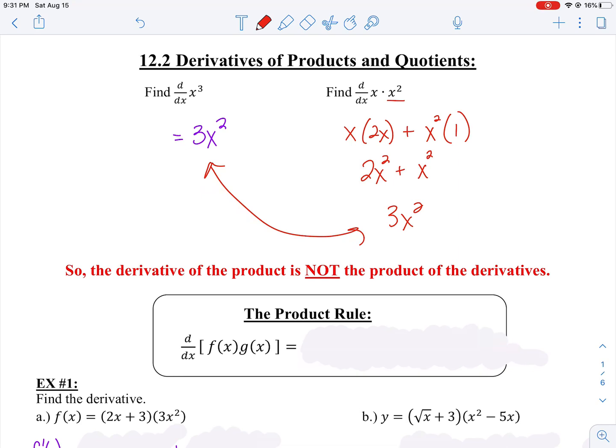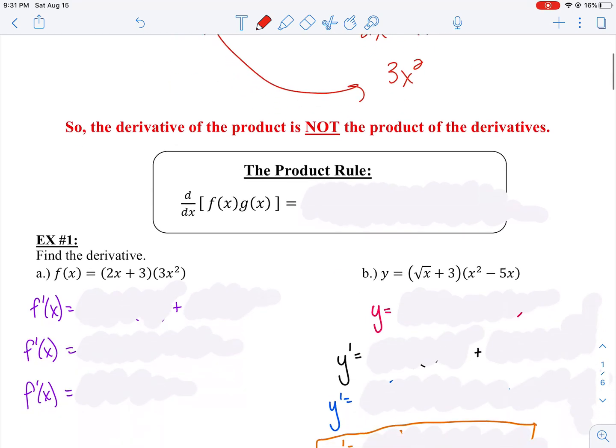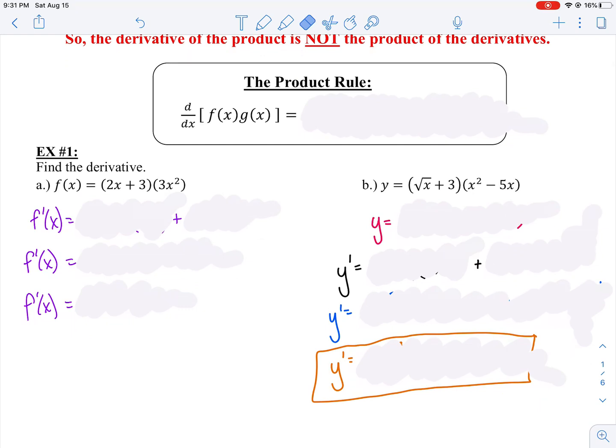So anytime I have two terms being multiplied that contain a variable, you cannot just take the derivative of each of them separately and then try to multiply them. You do not get the same answer. What you have to do is use what we call the product rule. If you have two functions being multiplied, the only way to properly take their derivative is doing the first function times the derivative of the second function, plus the second times the derivative of the first. Make sure you memorize this rule.